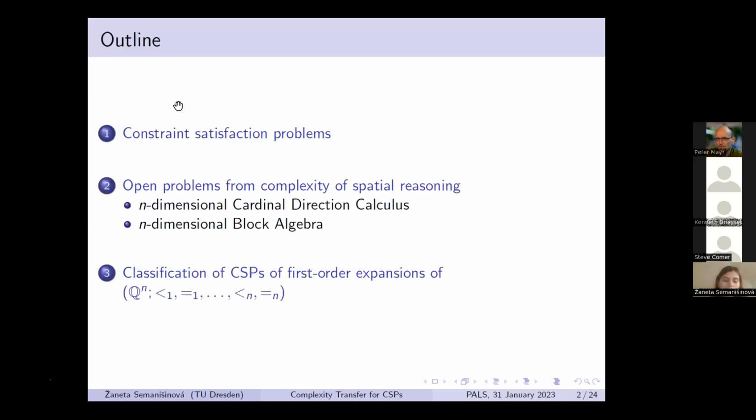What I want to start with is what a constraint satisfaction problem is for me, and some background on studying complexity, like the dichotomies that are known or that we would like to know. Then we move to open problems that motivated why to look at particular structures that I want to talk about. And then in the third part, I will talk about the structures that we classified CSPs of, and that was the main result of what we did.